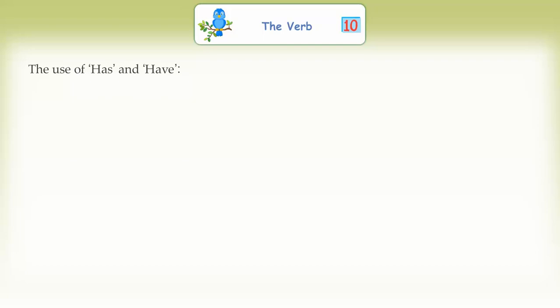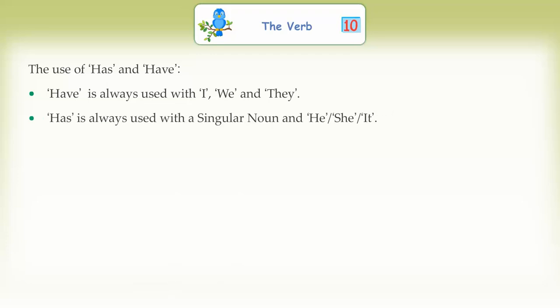The use of has and have. Have is always used with I, we and they. Has is always used with a singular noun and he, she.